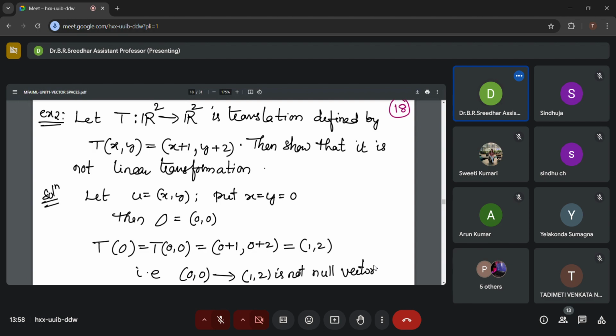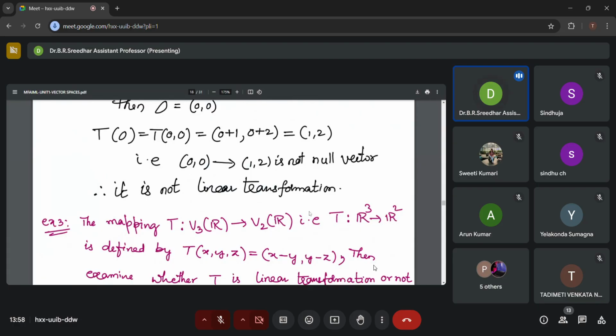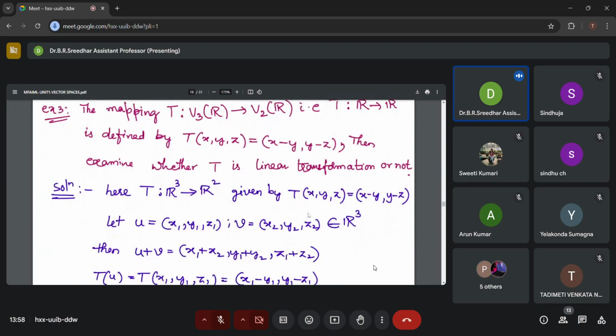Okay. Hope you understood this. Why is it not a linear transformation? Because it is not mapped with the null vector. So it is not a linear transformation.